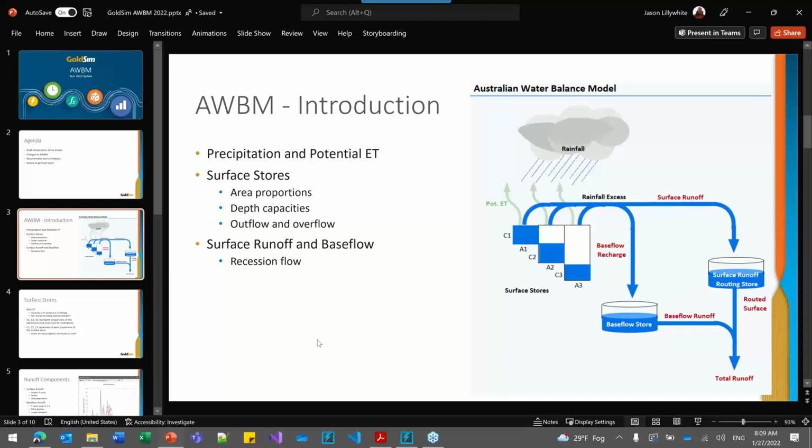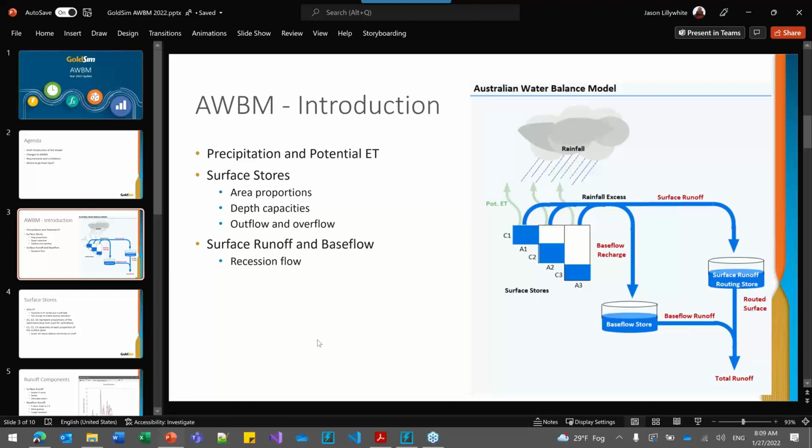So let me just walk through the basics here. You see there's this diagram, and this shows the conceptual part of the functionality of the model. So the first thing that we do is we get precipitation and potential evapotranspiration as an input. So typically this would come in as a time series. That's the way the model is set up, to accept a time series with daily values.